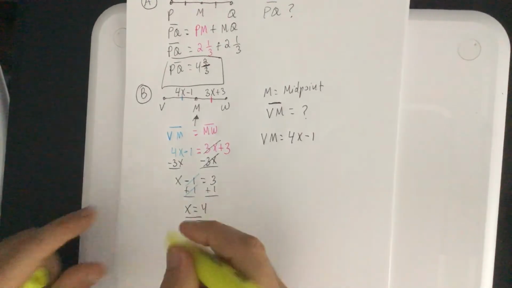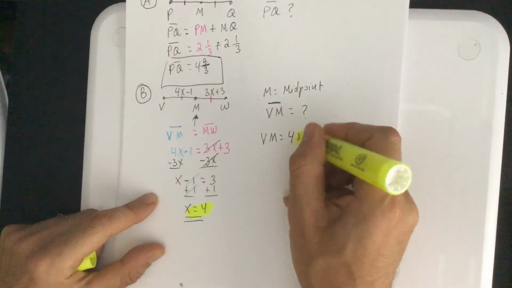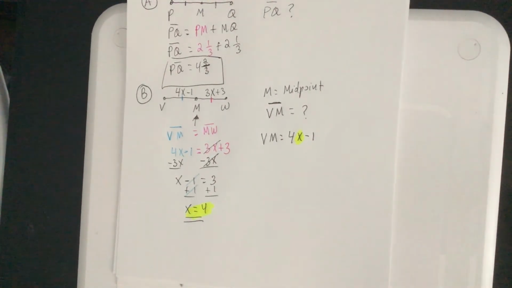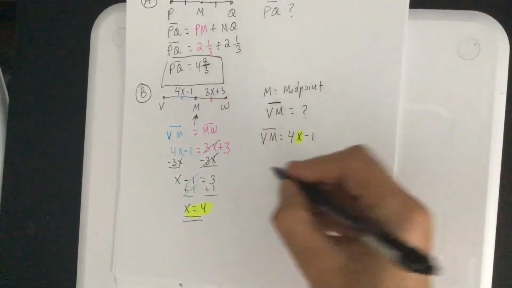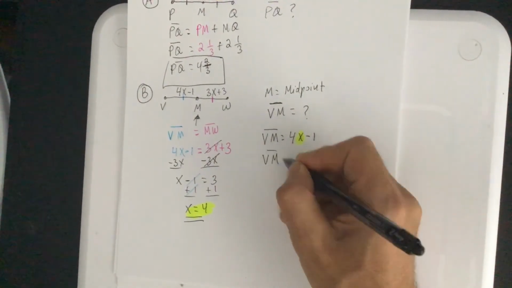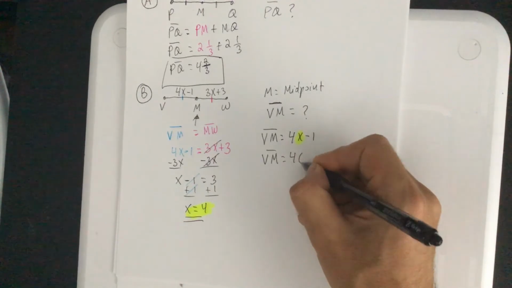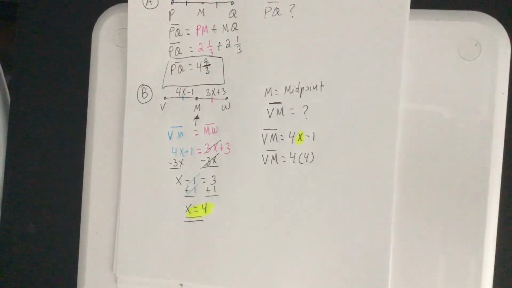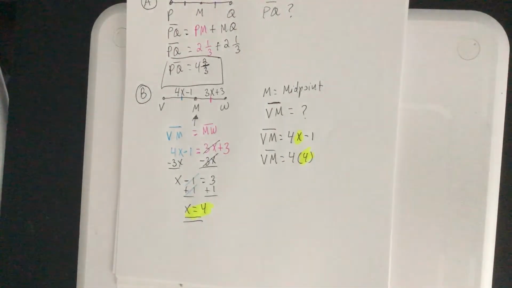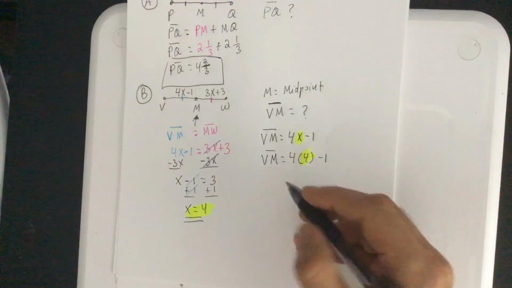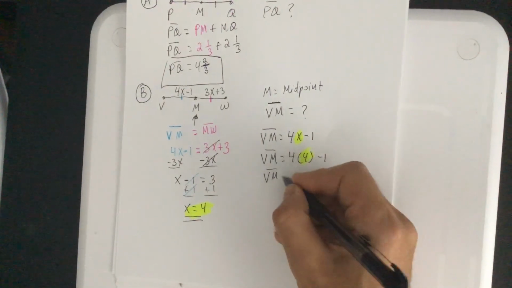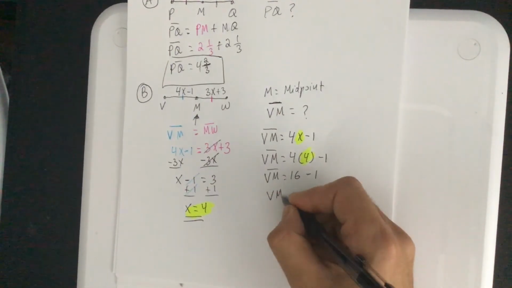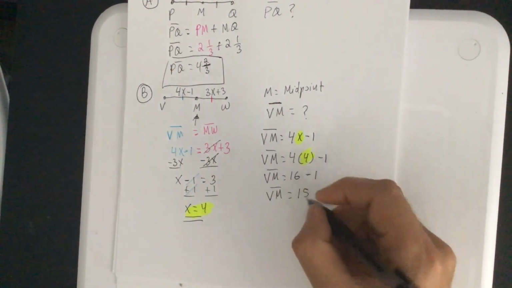And now we can plug in the x, which is equal to 4. So instead of having an x, you're going to have a 4 right there. And you want to be finding the value of segment VM. So segment VM is 4 times, the x is 4. It's a coincidence, but again, it's right there. Minus 1. So segment VM is equal to 16 minus 1. So segment VM is equal to 15.